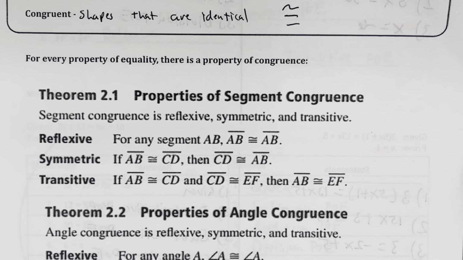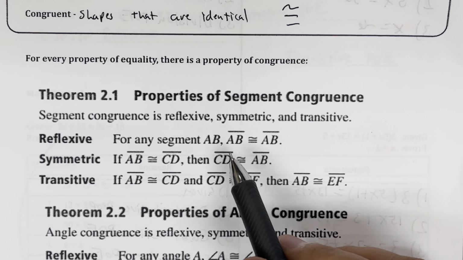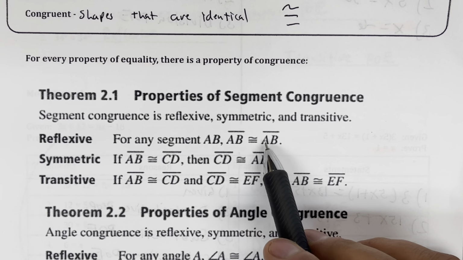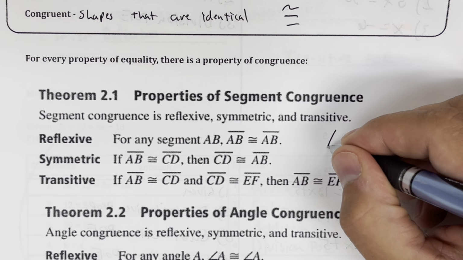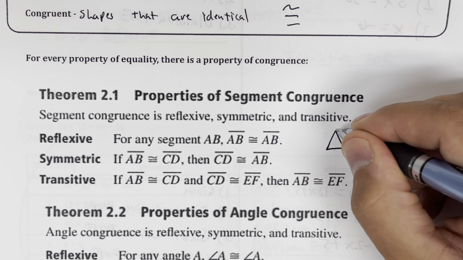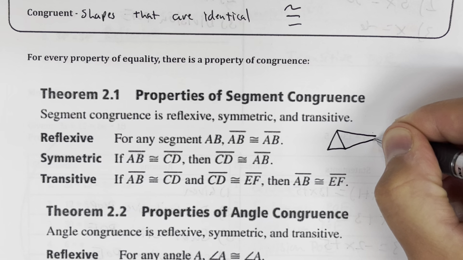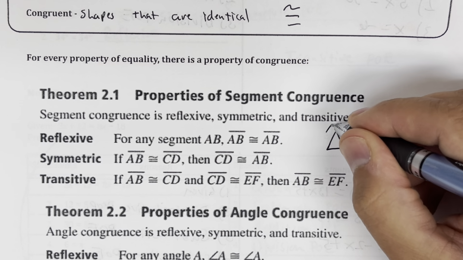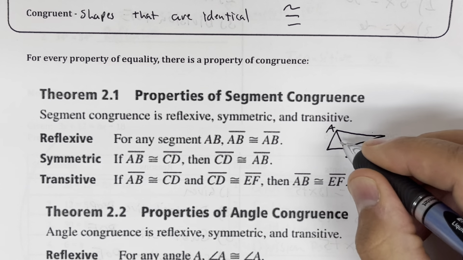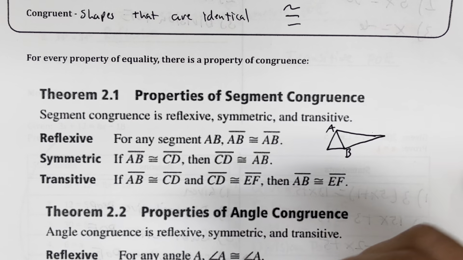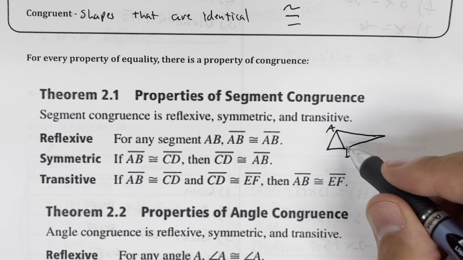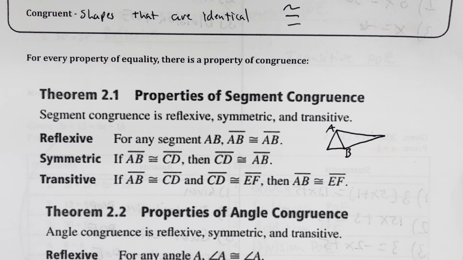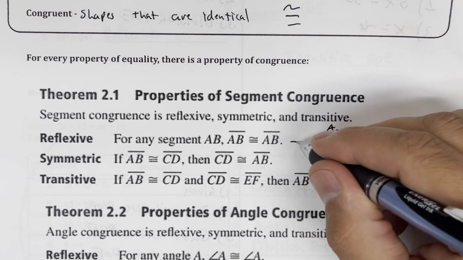Just like with the reflexive property of equality, any segment is congruent to itself. So AB would be congruent to AB. We'll use this quite a bit if we have two shapes matched up next to each other that share a piece, AB. This segment AB would be the same size for both the triangle on the left and the triangle on the right. So we could say that AB is congruent to itself. That's really where that comes into play.